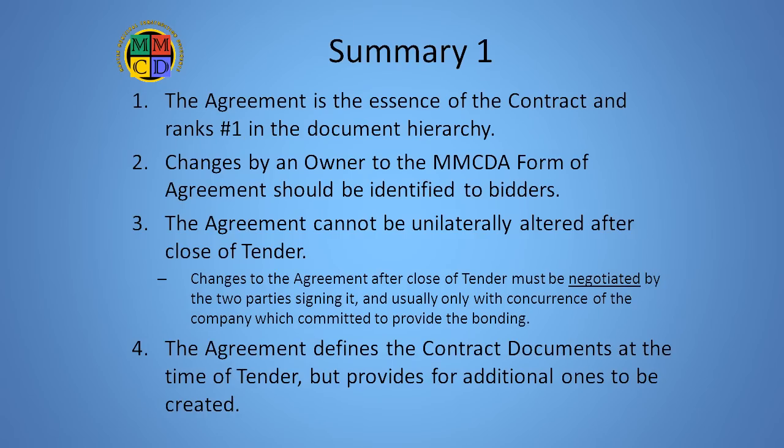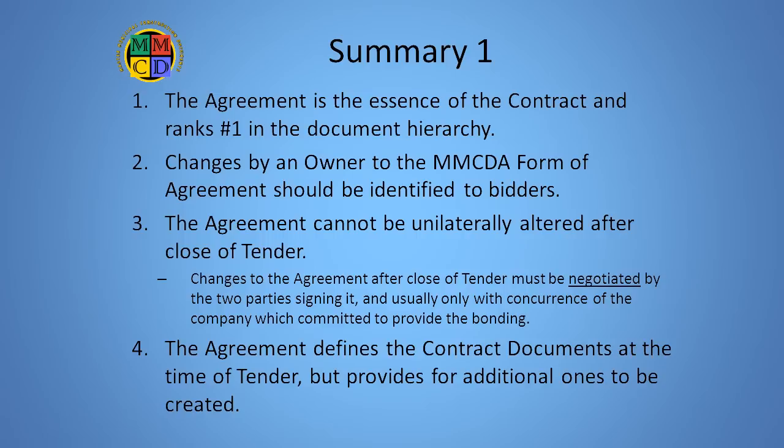So to summarize, 1. The agreement is the number one ranking document in the hierarchy of documents. 2. Any change to the standard language of the agreement by an owner is strongly discouraged, and if it is done, an advisory should be made to bidders. 3. The agreement is the one document that cannot be unilaterally changed after the close of tender. Any changes thereafter must be done by negotiation and in consultation with the contractor's bonding company.